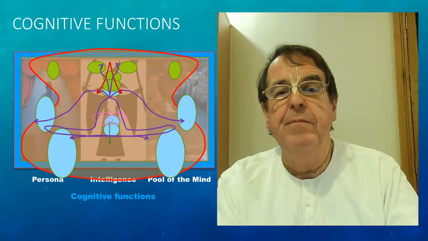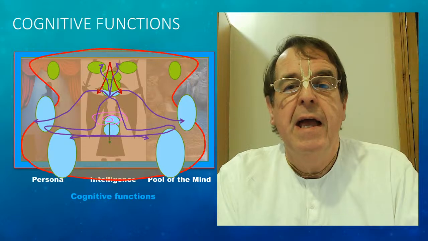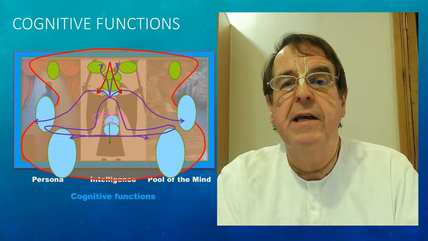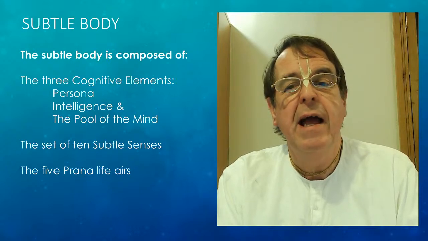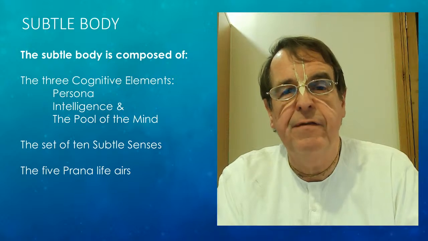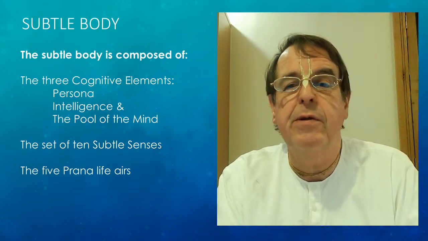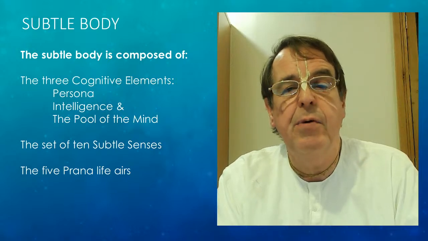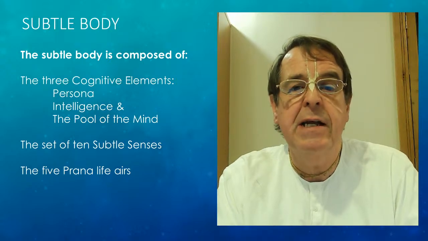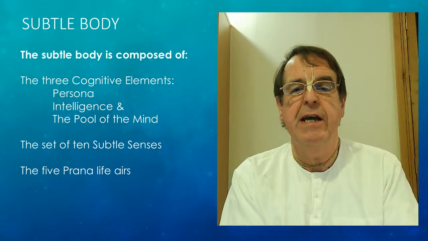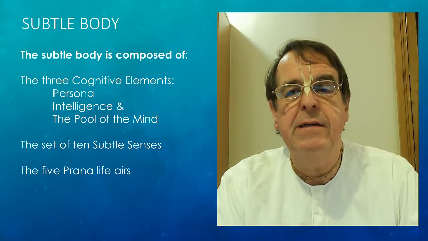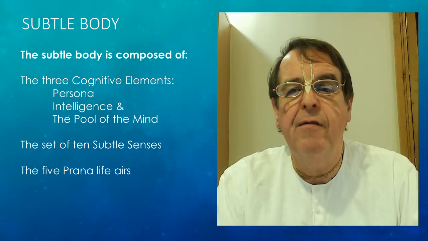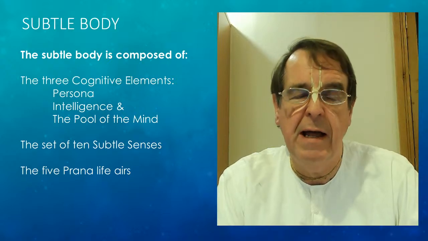So here we have the subtle body concept of our organism type. It includes the 10 senses, it includes the pranas, and basically we have the subtle body as a package of the following sub-biological features: the 3 cognitive elements, persona, intelligence, and the pool of the mind, the set of 10 subtle senses, and the 5 prana life airs. Altogether, these compose the Sukshma Sharira. And essentially, this is a package of specifying information contained within these subtle elements, all related to and dependent on the cognitive functions. And this subtle body package of information underpins and defines the bodies of all life forms. It is the common feature of all life.